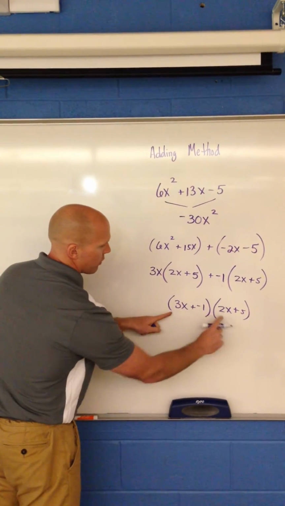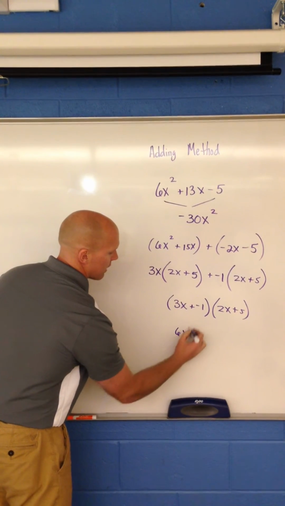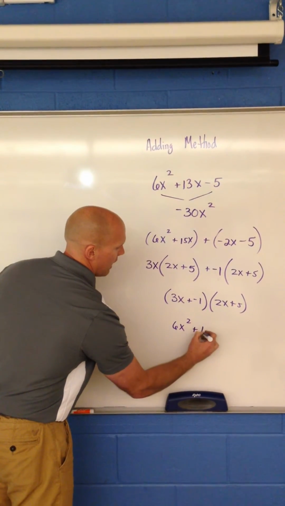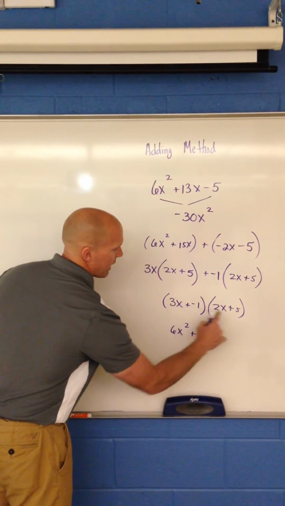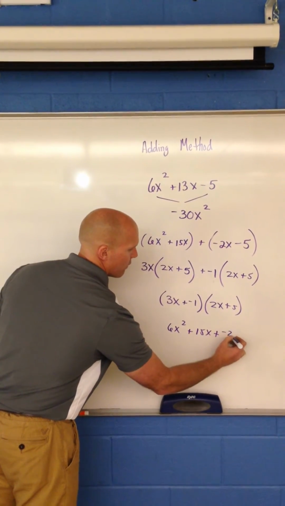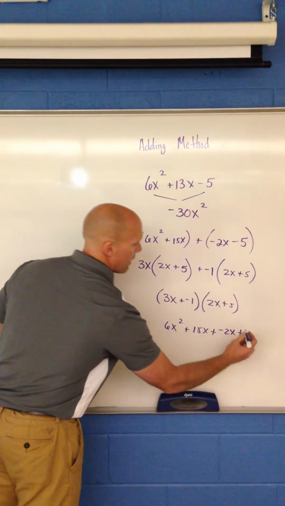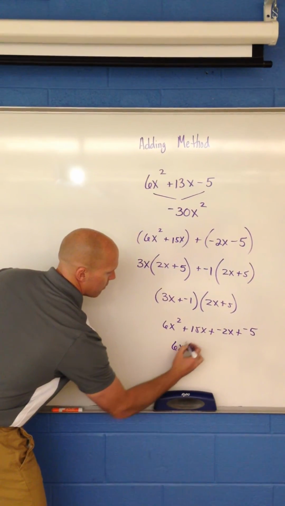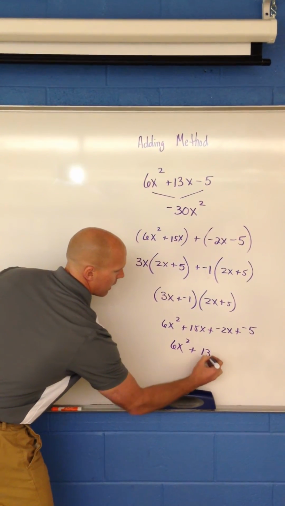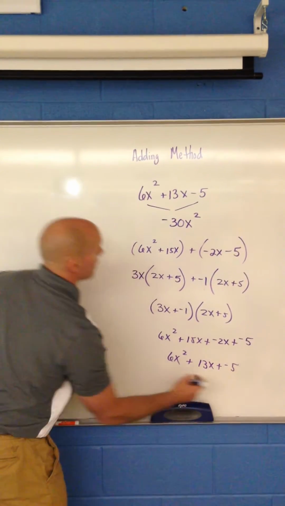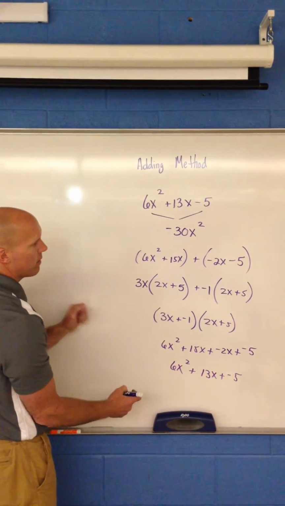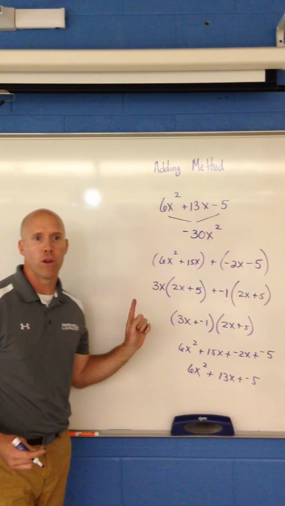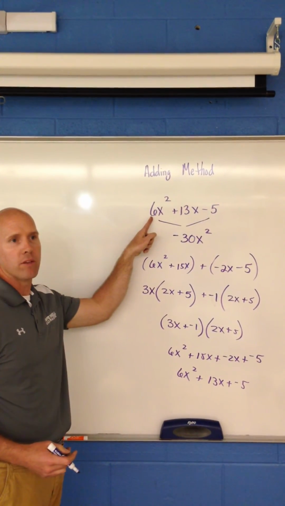And when I FOIL this, 3x and 2x give me 6x squared. 3x and 5 give me 15x. Negative 1 and 2x give me negative 2x. And negative 1 and 5 give me negative 5. And I go ahead and put those terms together to give me my original trinomial. And you can see that I'm correct. That is the add-in method for solving quadratics where a is greater than 1.